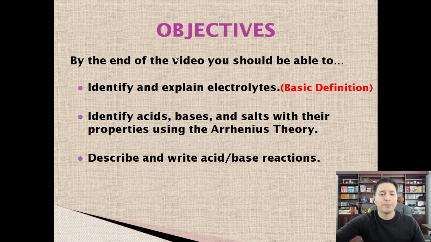All right, so here are your objectives for this video. By the end of this video, you should be able to identify and explain electrolytes. Now I put electrolytes, the basic definition, in red because as you further enhance your studies in AP chemistry, things begin to get a little bit more advanced than what I will be covering today. Next, you must be able to identify acids, bases, and salt with their properties using the Arrhenius definition. Lastly, you must be able to describe and write acid-base reactions.